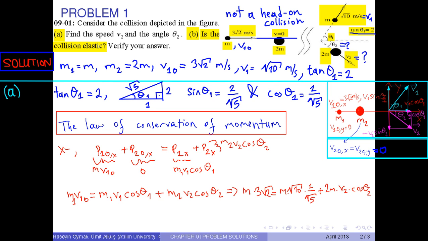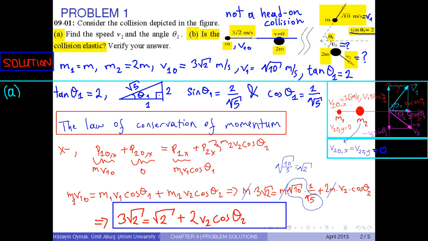Substituting the corresponding numerical values into this equation, we get m times 3 times square root of 2 equals m times square root of 10 times 1 over square root of 5 plus 2m times v2 times cosine theta 2. Here, m's are cancelled on both sides, and also square root of 10 over square root of 5 gives square root of 2. Finally, we obtain an equation with two unknowns, v2 and cosine theta 2, as 3 times square root of 2 equals square root of 2 plus 2 times v2 times cosine theta 2. And let's label this equation as 1.